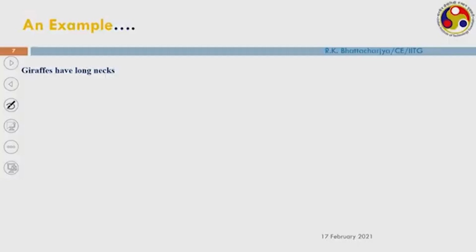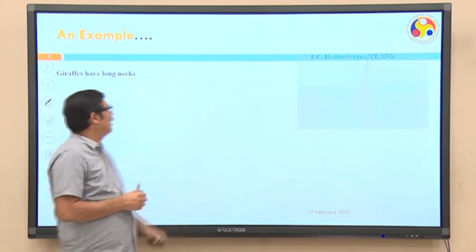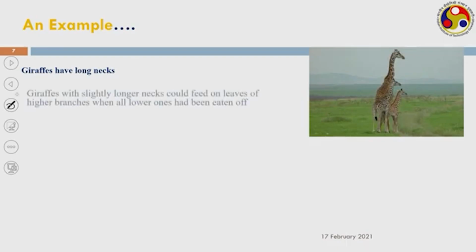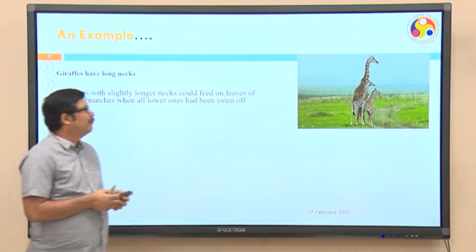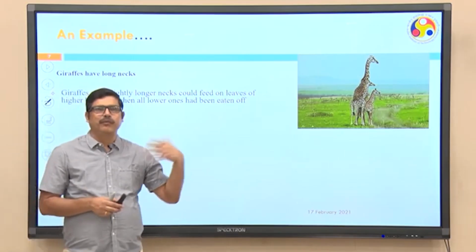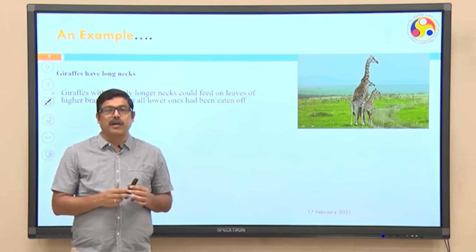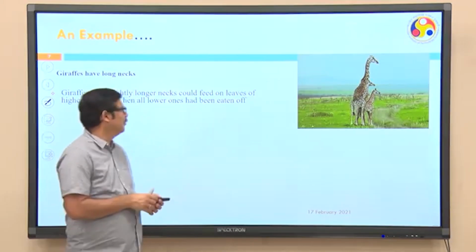Let us see another example problem. If you look at the giraffe, I think all of you have seen that one. The giraffe has a longer neck, but millions of years back they had a shorter neck. Some studies say that they actually had a shorter neck.